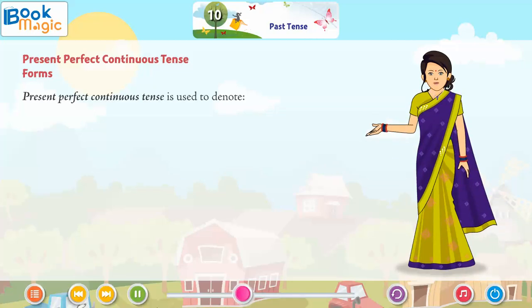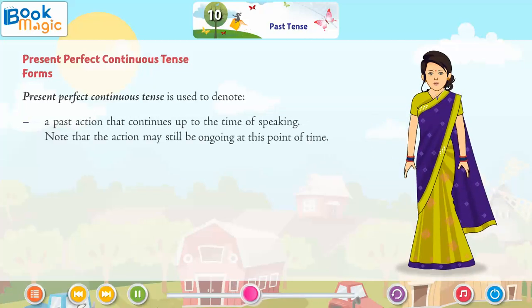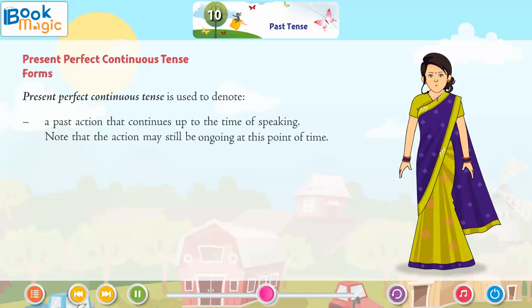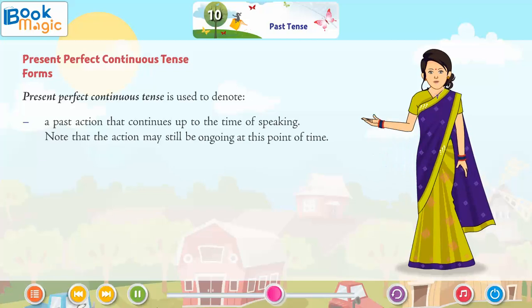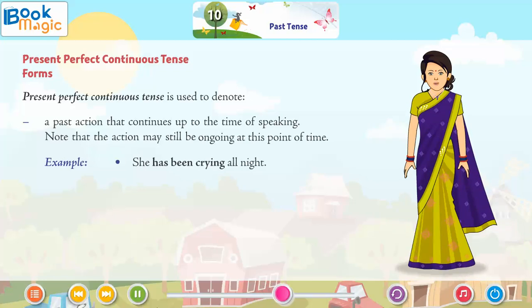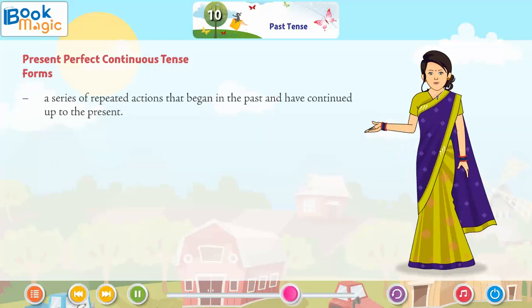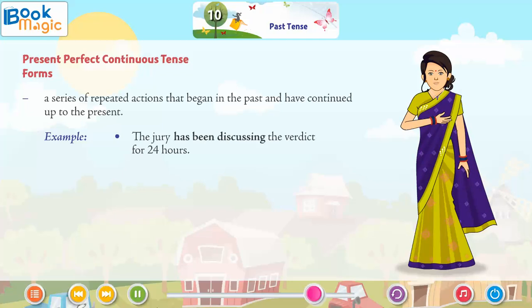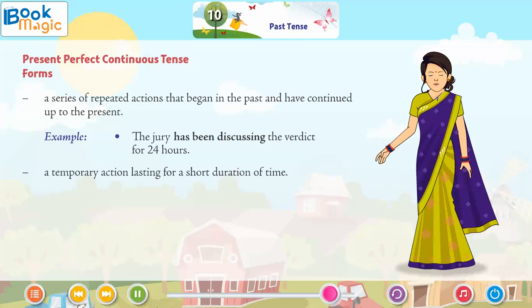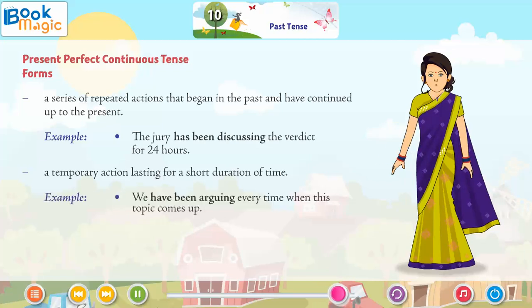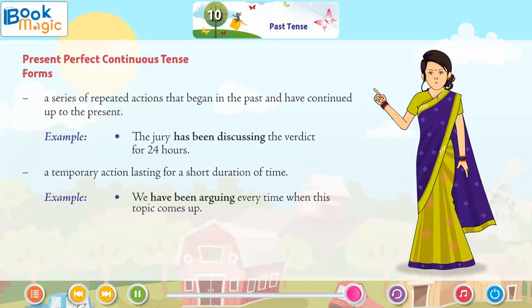Present perfect continuous tense is used to denote a past action that continues up to the time of speaking. Note that the action may still be ongoing at this point of time. Example: She has been crying all night. A series of repeated actions that began in the past and have continued up to the present. Example: The jury has been discussing the verdict for 24 hours. A temporary action lasting for a short duration of time. Example: We have been arguing every time this topic comes up.